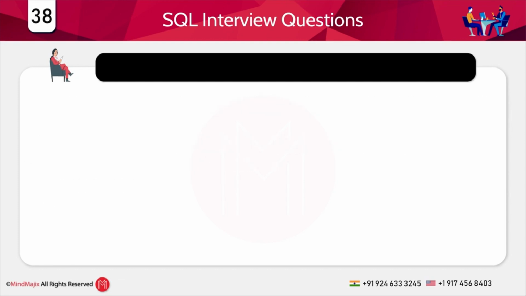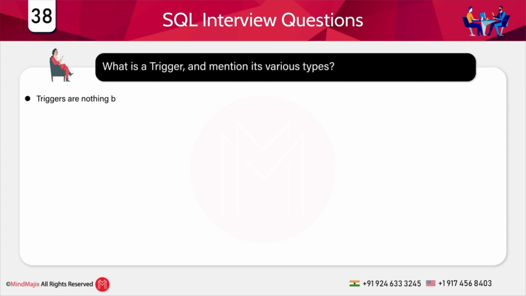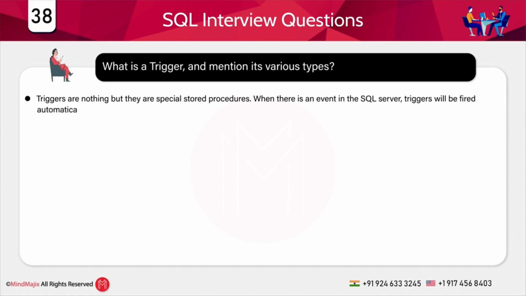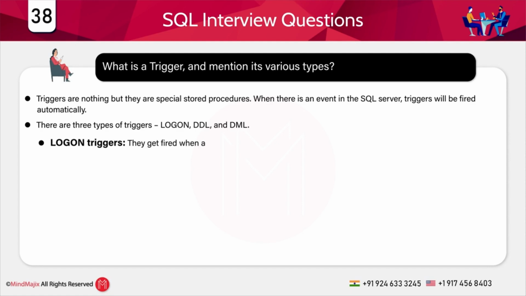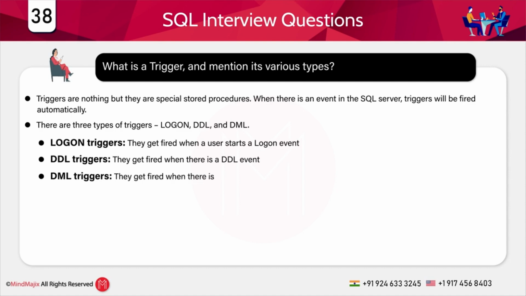So the next question over here is, what do you mean by a trigger, and mention the various types of triggers. So triggers are nothing but special stored procedures. So when there is an event in the SQL server, triggers will be fired automatically. And in SQL, there are three types of triggers, as you can see on the screen: logon triggers, DDL triggers, and DML triggers. So logon triggers get fired when a user starts a logon event. The DDL triggers are fired when there is a DDL event. And the DML triggers are fired when there is a modification in data due to DML.